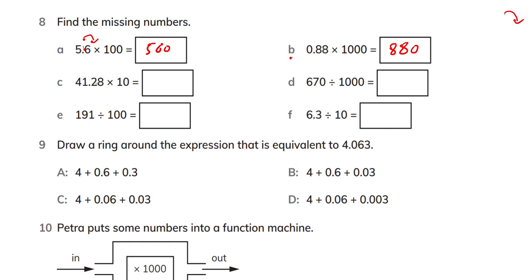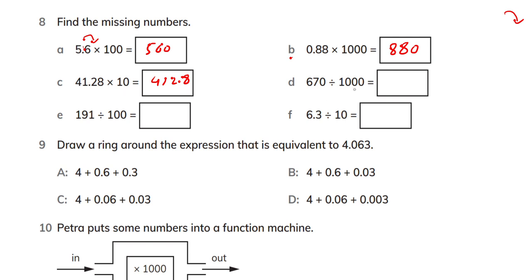Okay. Got it? Write this number 4128. But the decimal will be after 1 digit, means here. Got it? Understood? Yes. Because it was 1 zero, so 1 digit.